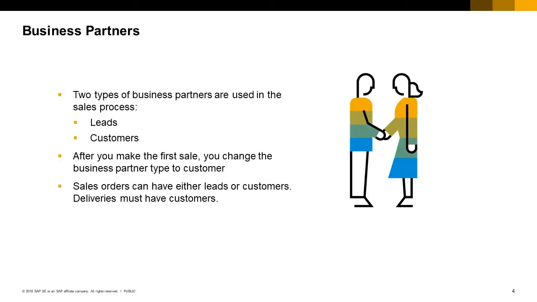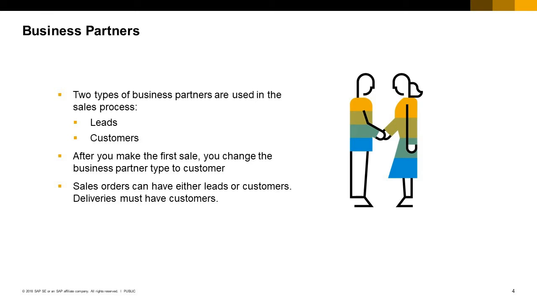Two types of business partners are used throughout the sales process: leads and customers. You can begin the process with the business partner master type, lead. A lead describes people and organizations in the sales pipeline, your potential customers. Lead master data records are used as the foundation for sales and marketing.